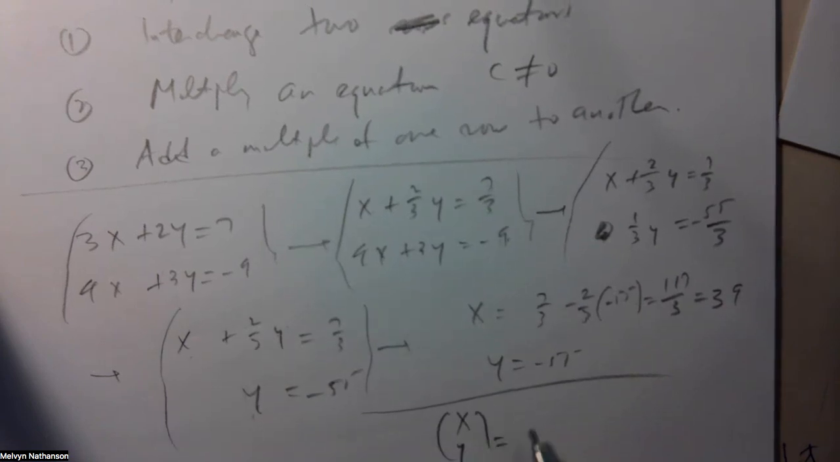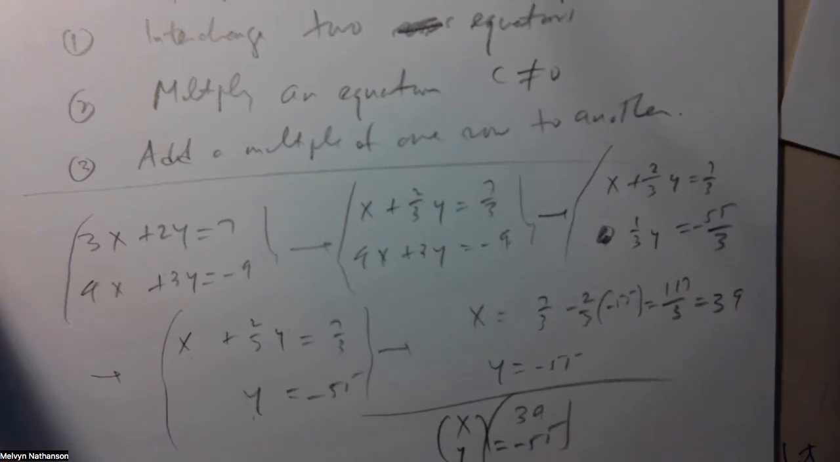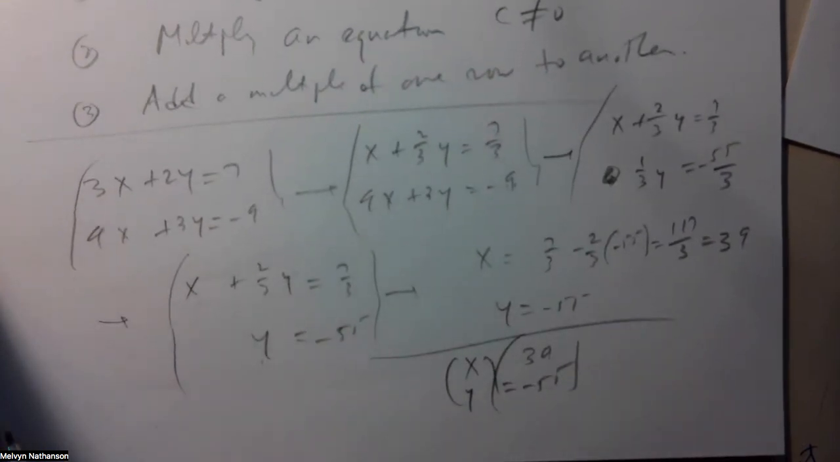So by Gaussian elimination, we found that the solution of this system of equations is x, y equals 39, minus 55. Let me just check.